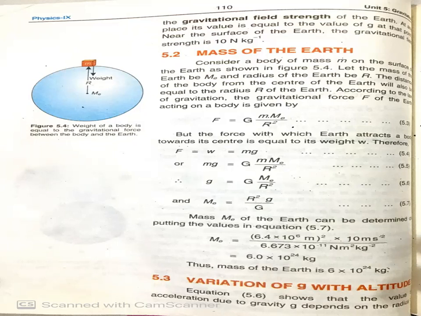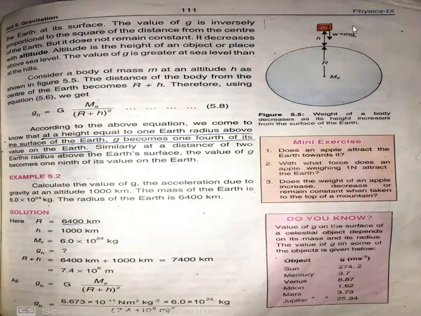So the value of g at sea level is different as compared to the value of g at the hill. If we go up, the value of g decreases. If we go down, the value of g increases. At the surface, the value of g is 10 meters per second square, but as we go up and up, the value of g decreases. That's why we say the value of g is inversely proportional to the square of the distance from the center of the earth, as I have already told you.